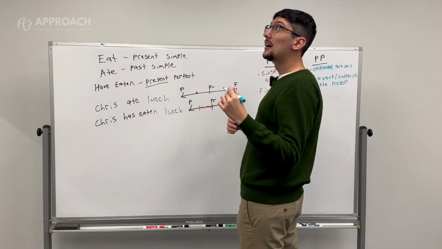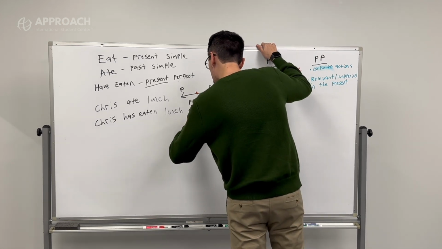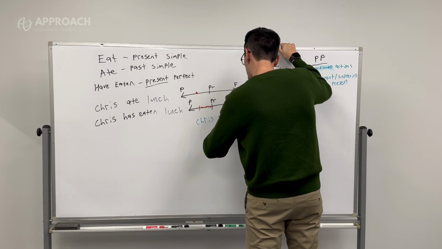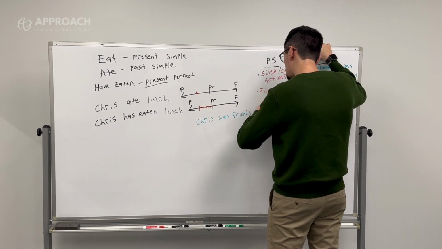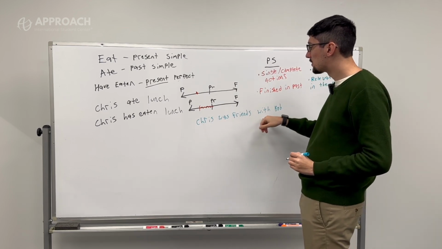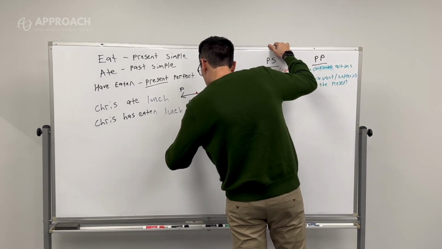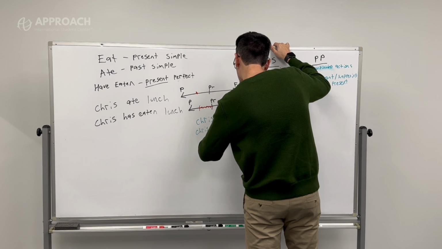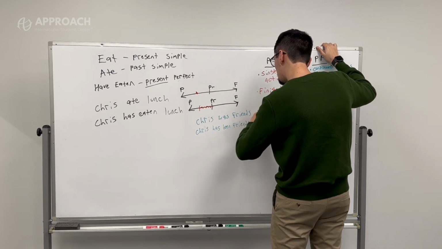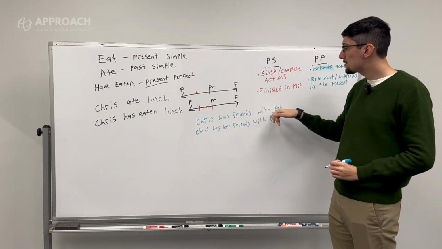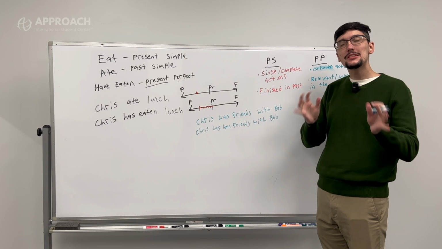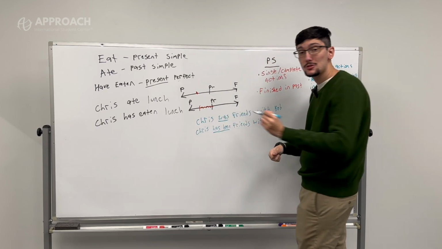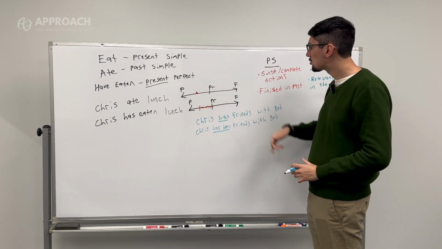The sentence completely changes meaning, and I can illustrate that with an example right here. We could say, Chris was friends with Bob, and Chris has been friends with Bob. This completely changes the meaning of the sentence, whether it is the past simple or the present perfect. Because what does this mean? What does the first sentence mean? Chris was friends with Bob.